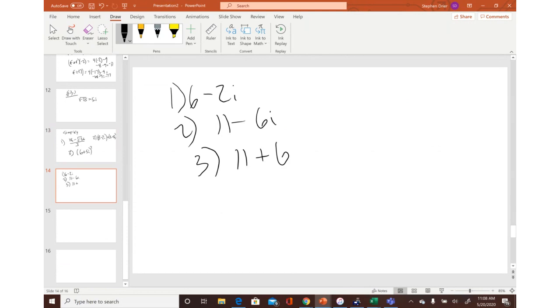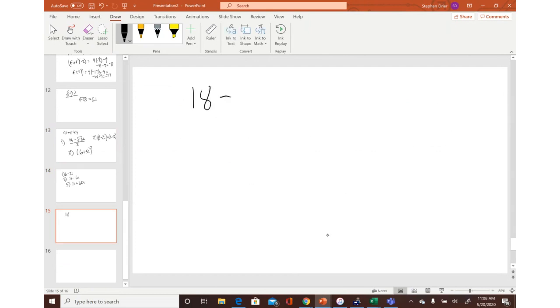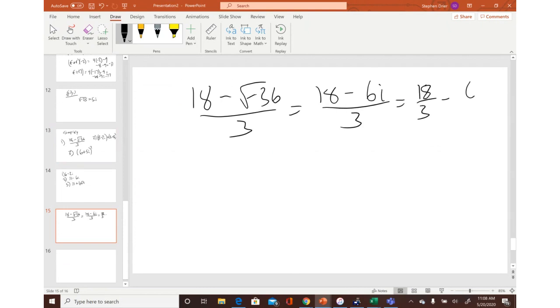Okay. Let's talk about those. So the first one is 18 minus the square root of negative 36 over 3. Yes? So this is 18 minus 6i over 3. And how you simplify that, you can either factor or you can just split them up. I always split them up. I split them up. I mean 18 over 3 minus 6i over 3, which is 18 divided by 3 is 6. 6i divided by 3 is 2i.